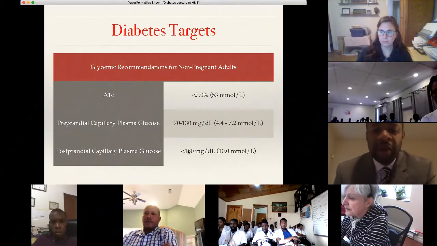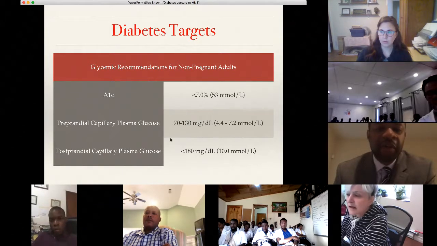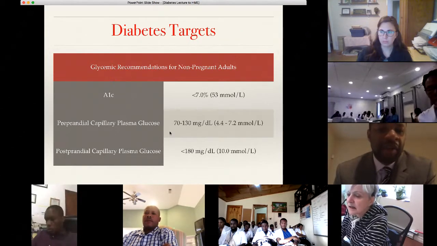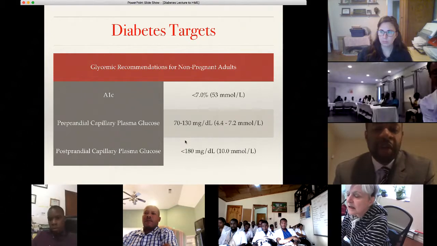I want to just remind you that this is the first difference in the goal. When we were inpatient, the goal was to be between 140 and 180.